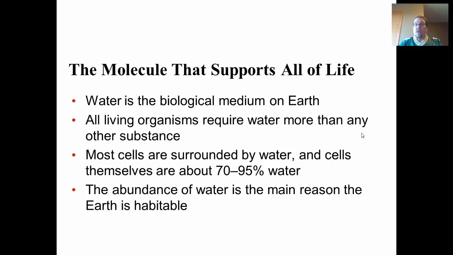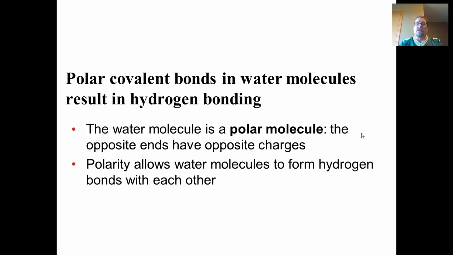Most cells are surrounded by water, and the abundance of water on Earth makes it habitable. And we're going to talk about that and its emergent properties and what makes it that, and why NASA is spending their time searching for water as opposed to organisms on other planets. Anyhow, let's talk about water itself.